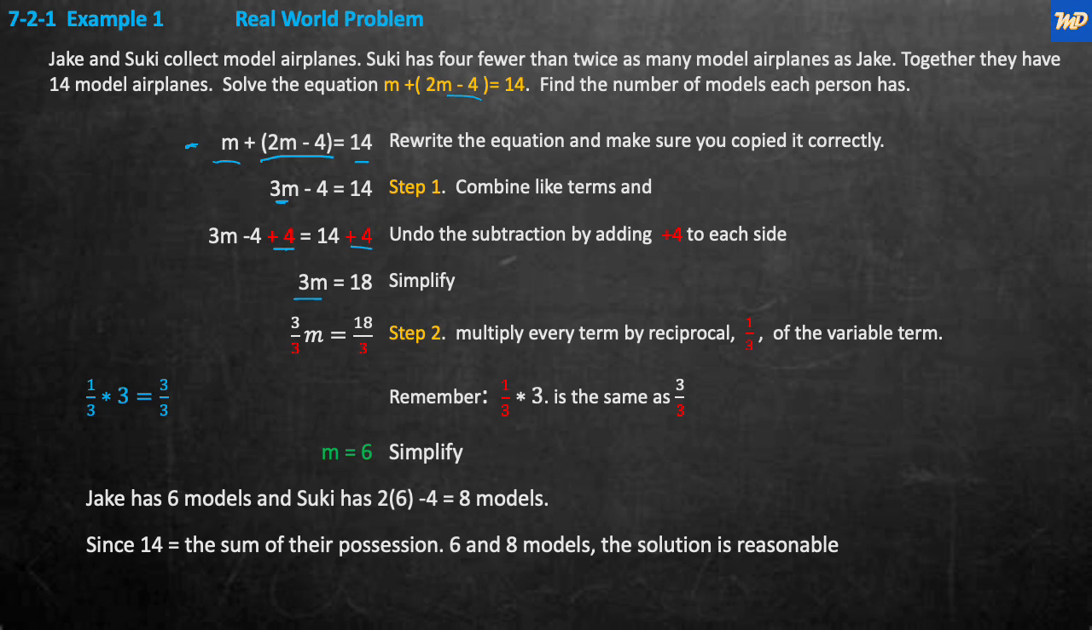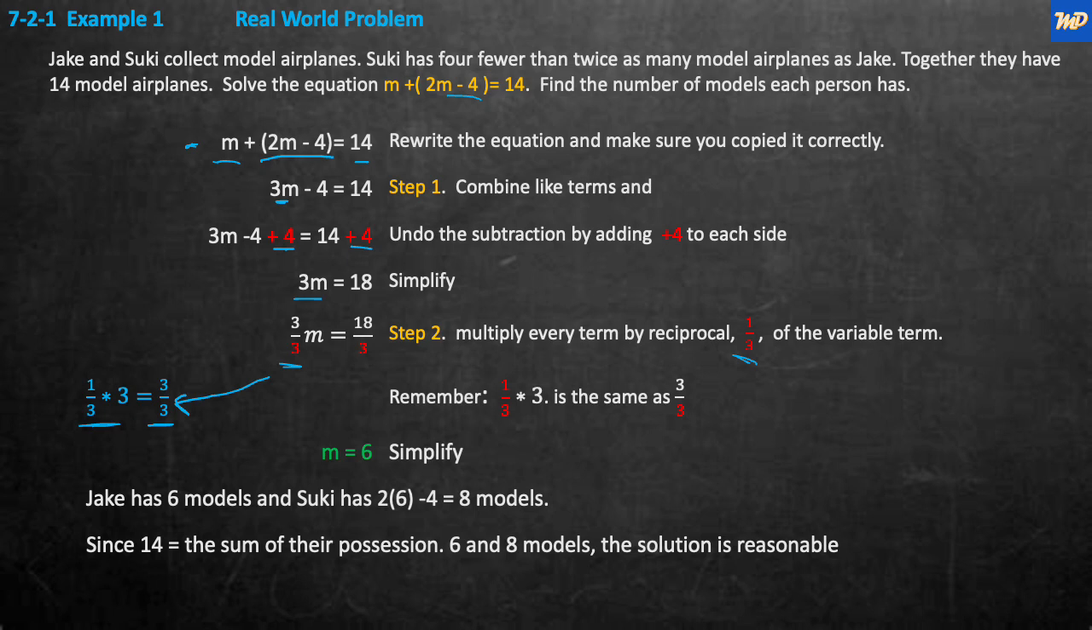Now, we multiply both sides of this equation by the reciprocal of the coefficient of the variable. The coefficient of the variable is 3. The reciprocal of 3 is 1 over 3. I have a little example here: 1/3 times 3 is the same as 3 over 3. So here, 3 over 3 is the same as 1/3 times 3. And on the other side, we do the same thing: 18 divided by 3, or times the reciprocal, which is, as I said, 1/3.